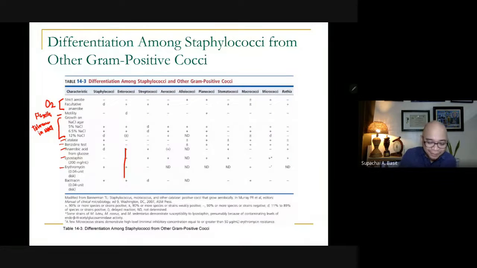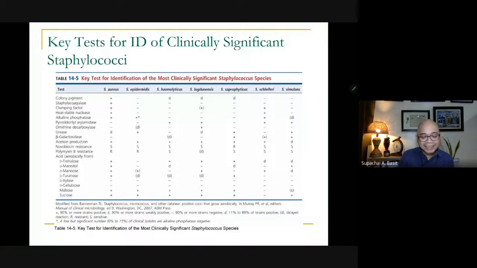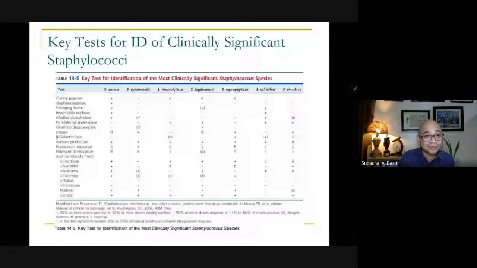So, it's not only Staphylococci, not only Streptococci, among the gram-positive cocci. We still have others such as Enterococci, Aerococci, Aloiococci, Planococci, Stomatococci, Macrococci, Micrococci, Rothia. And these are the key tests for identification of clinically significant Staphylococcus.